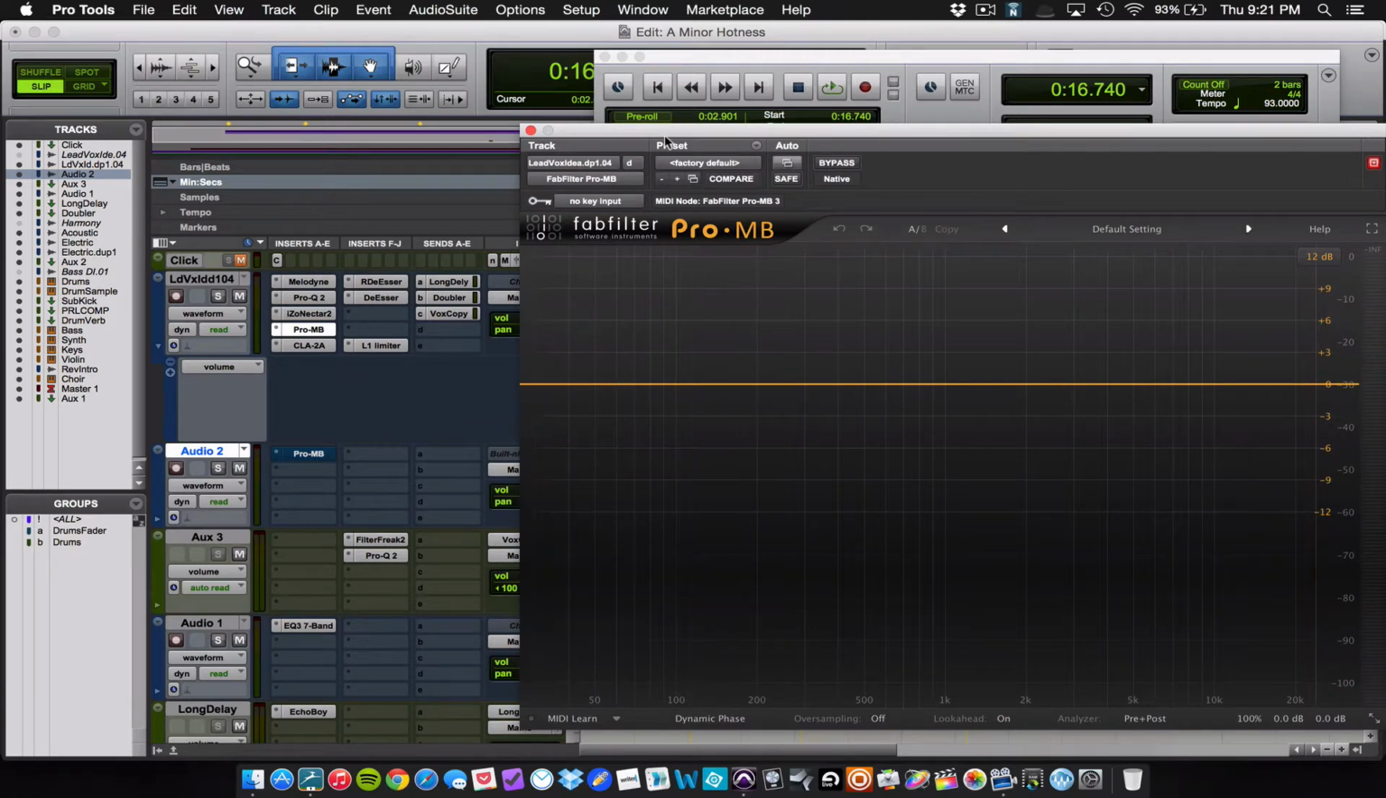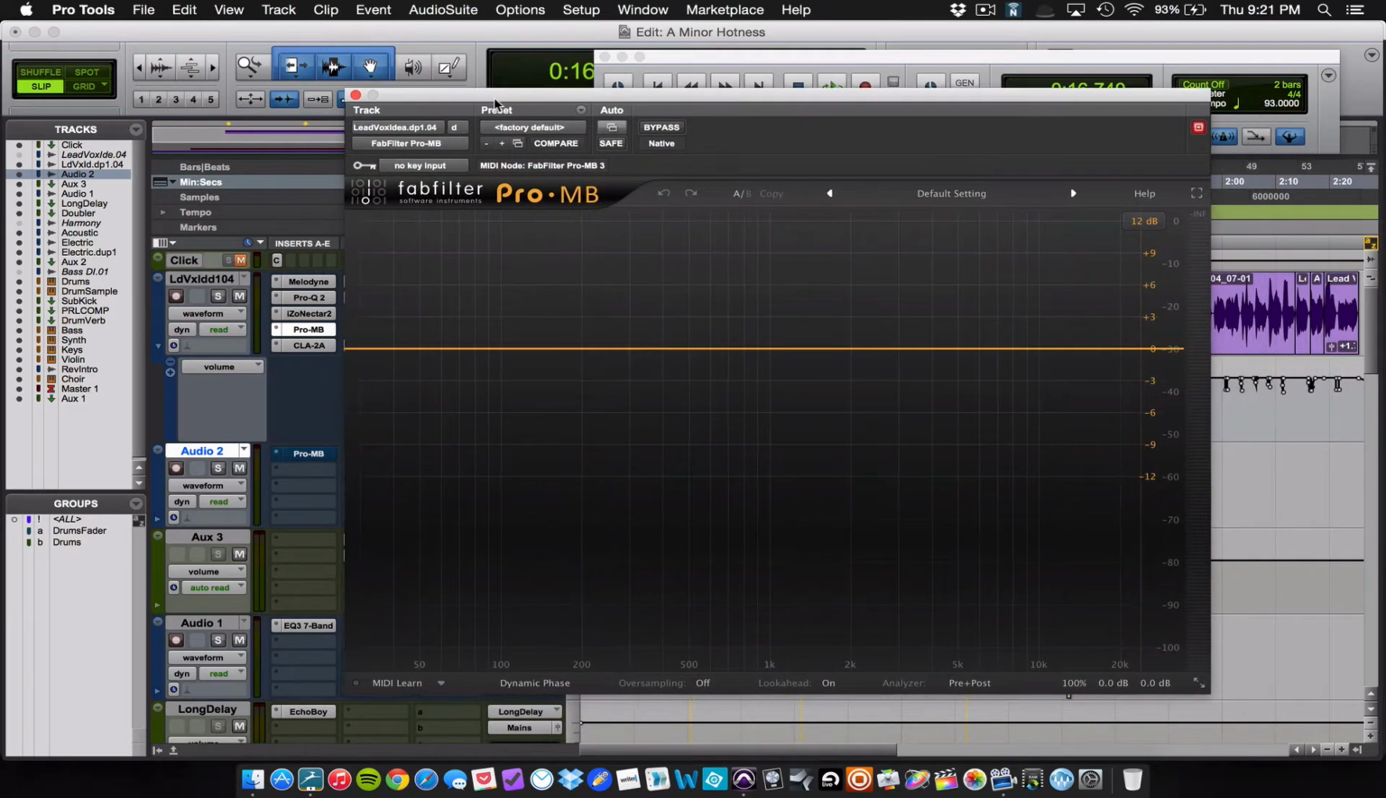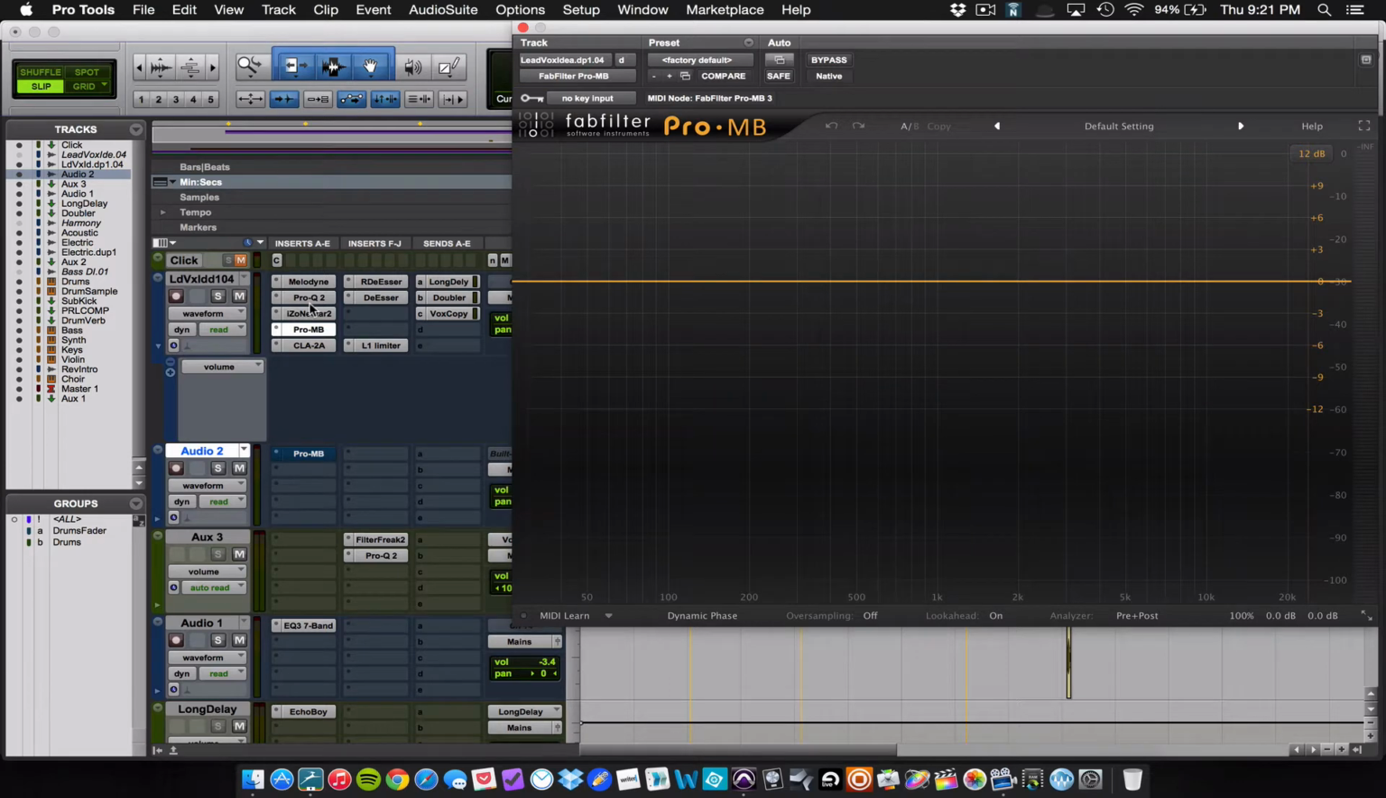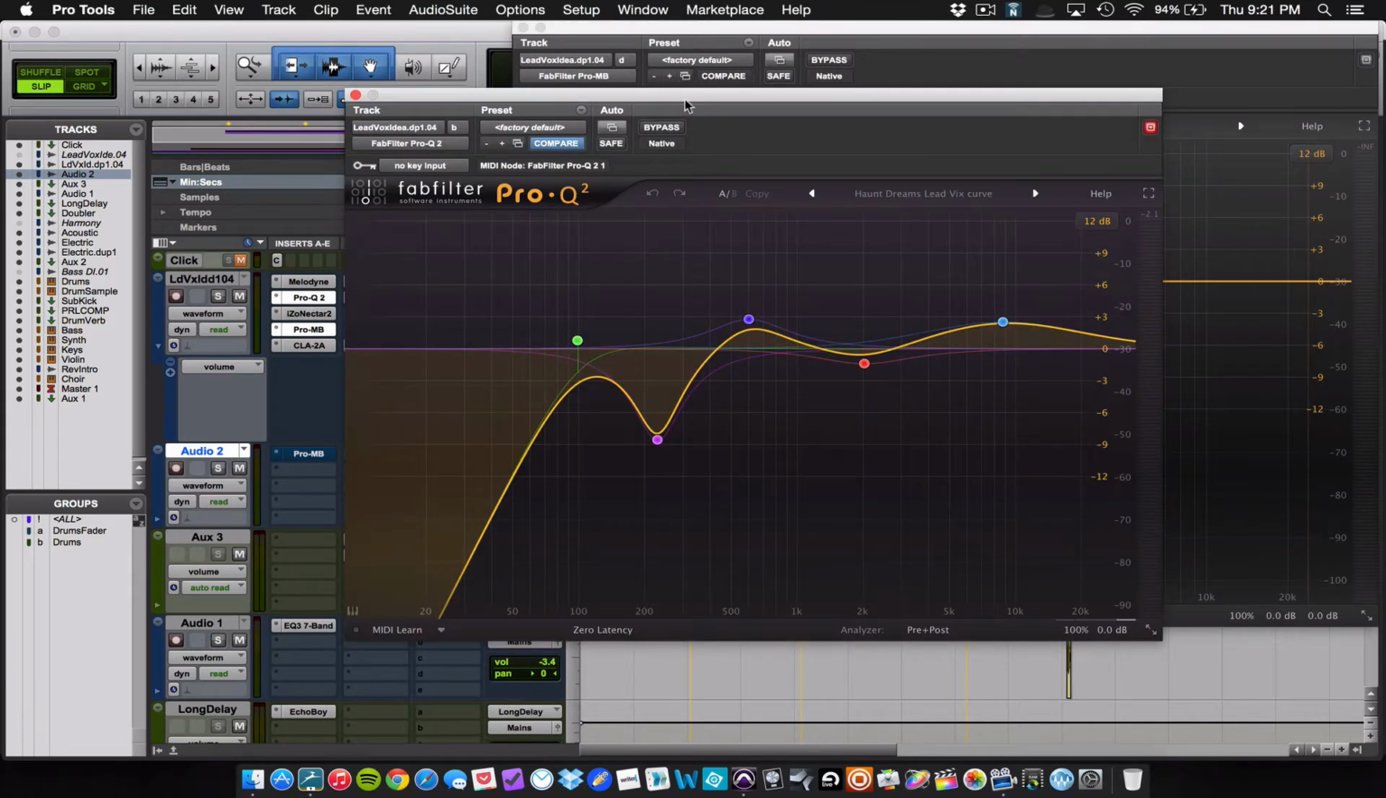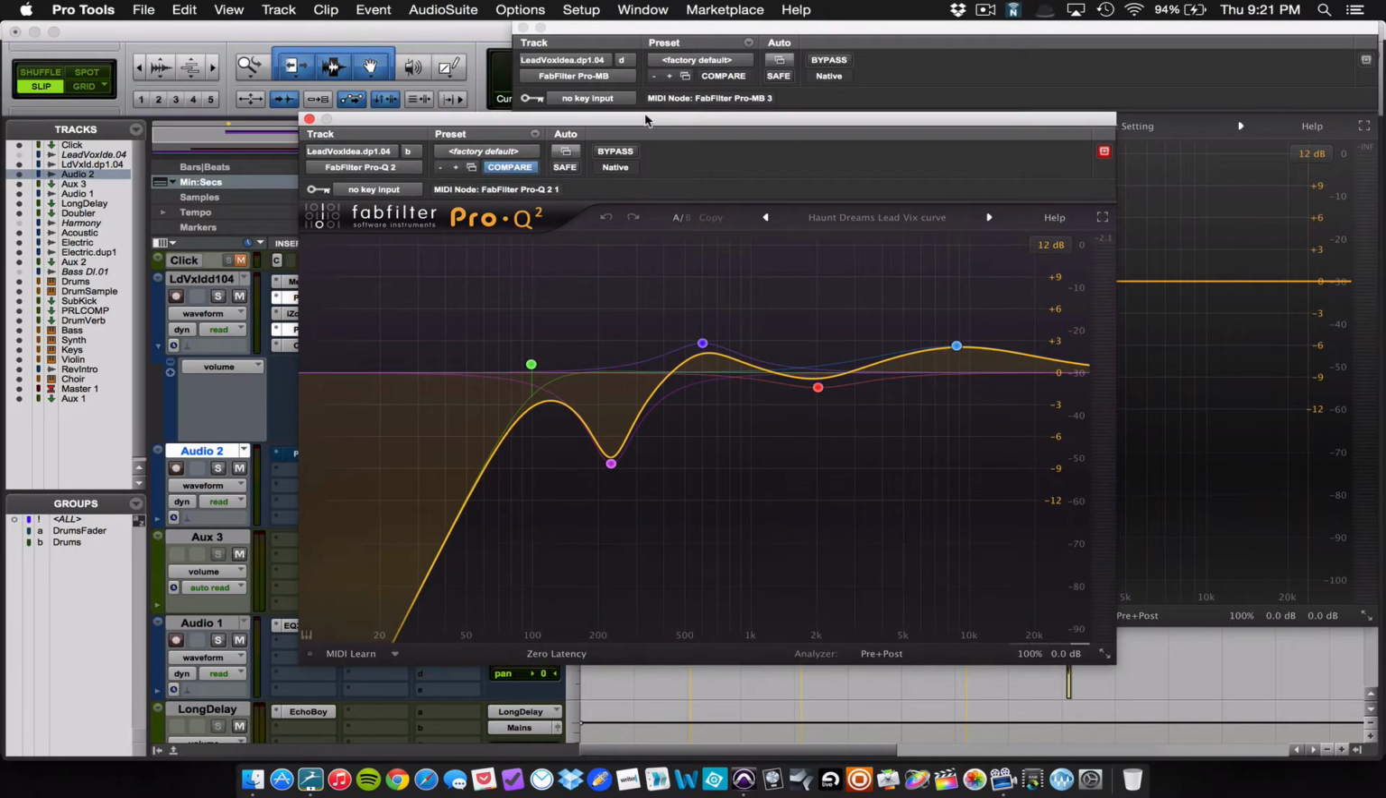And if you have any of their other plugins, specifically the Pro-Q 2, you'll notice that this interface is identical. In fact, let me pull up Pro-Q 2. I mean, they're slightly different colors, but the idea is the same. Okay. So let's take a listen.